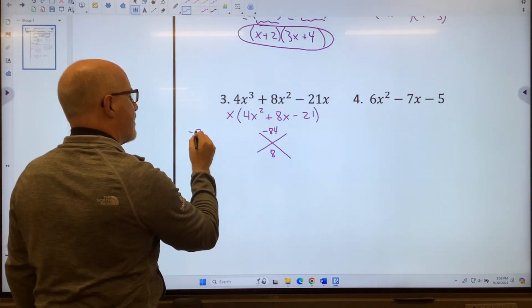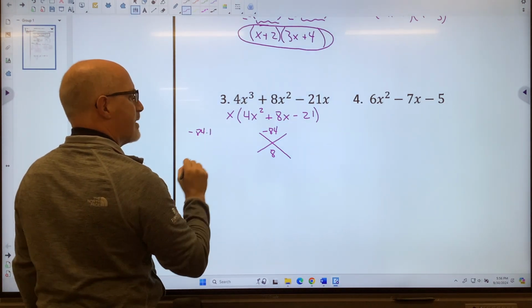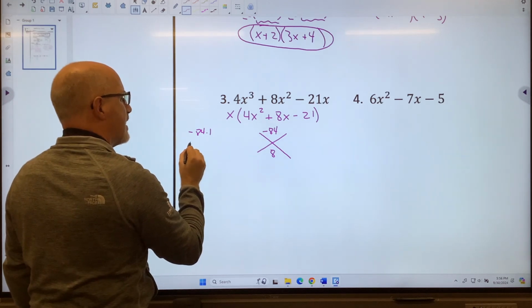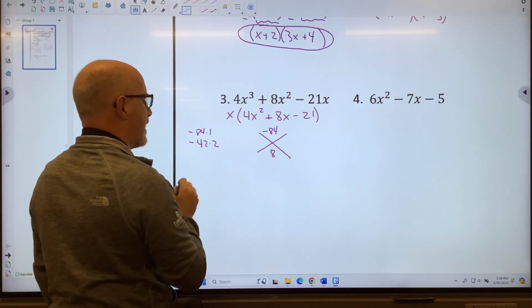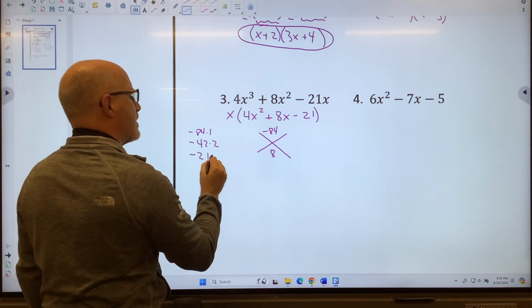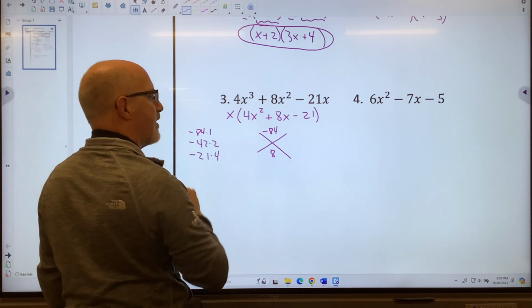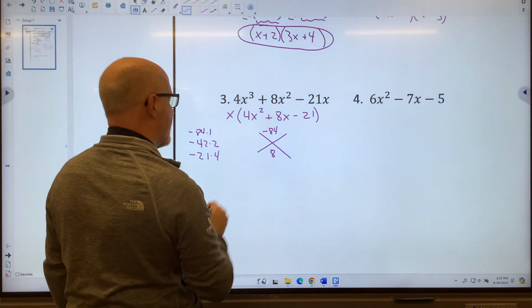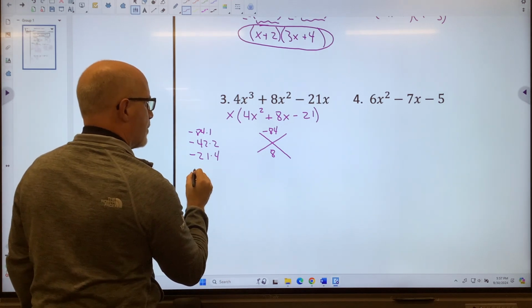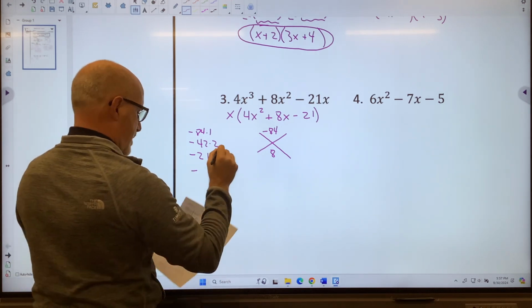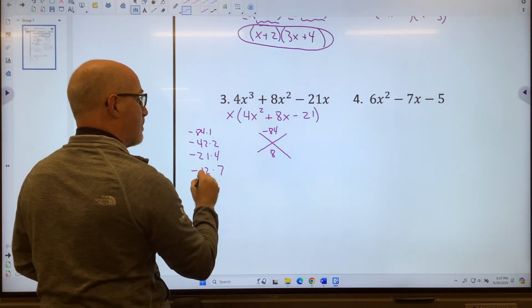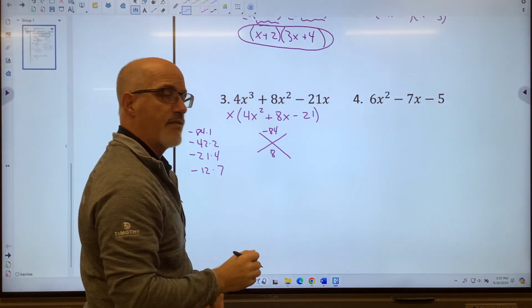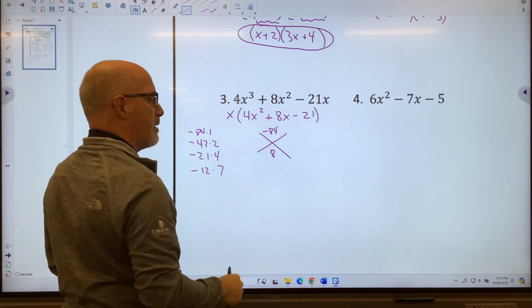I could do negative 84 times 1. That doesn't add together give 8. I've got negative 42 times 2. Still doesn't add together give 8. Negative 21 times 4 gives me that negative 84. Doesn't add together give 8. Let's see, I could try a couple other options. Negative 12 and 7 multiply together give me negative 84. Those don't add together give me the 8.